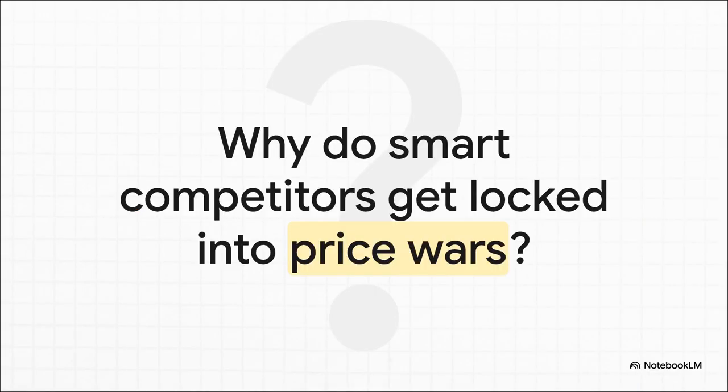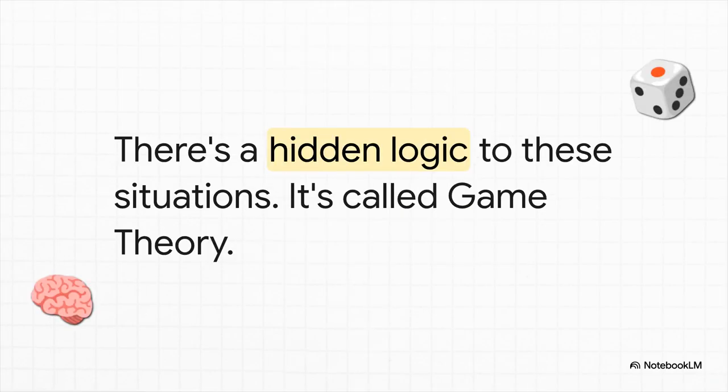You've definitely seen this play out in the real world. Two gas stations across the street, or a couple of rival airlines. They get stuck in this race to the bottom with their prices, and it just seems to crush profits for everybody involved. So why on earth do they do it? Well, as irrational as it might seem, there's actually a powerful logic at work here. It's a way of thinking that helps us uncover the hidden rules in everything from those price wars to major political standoffs. And it's called game theory.